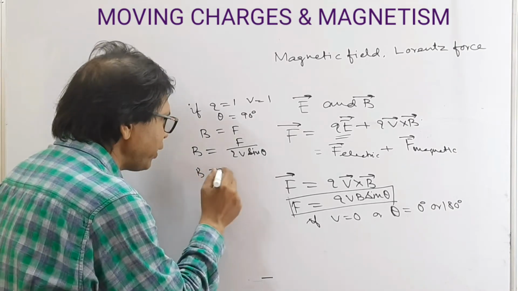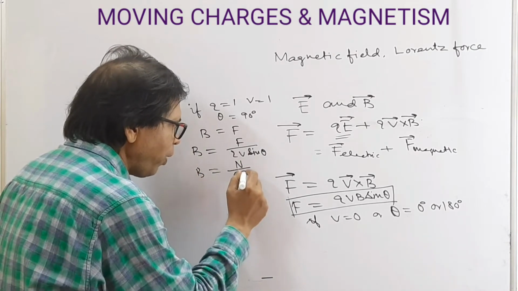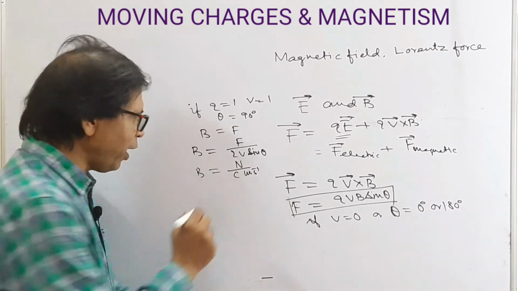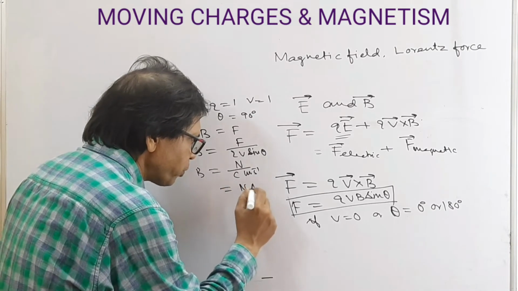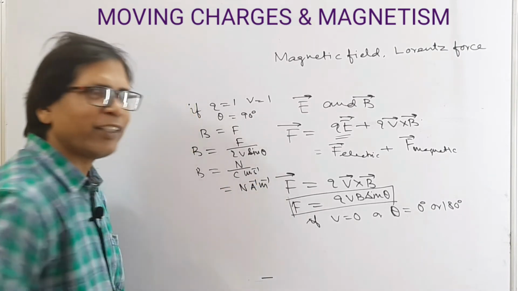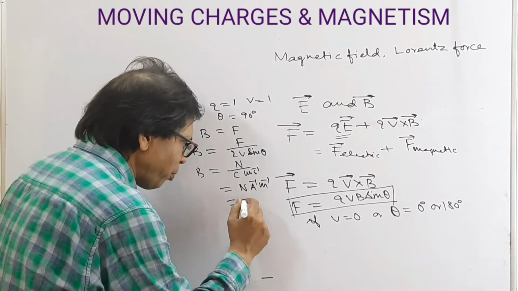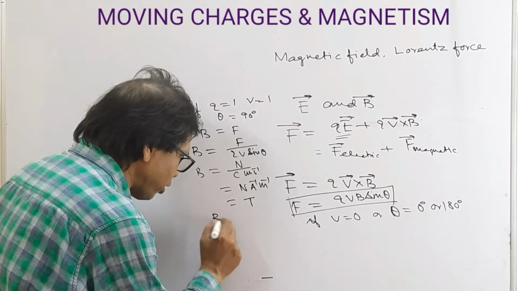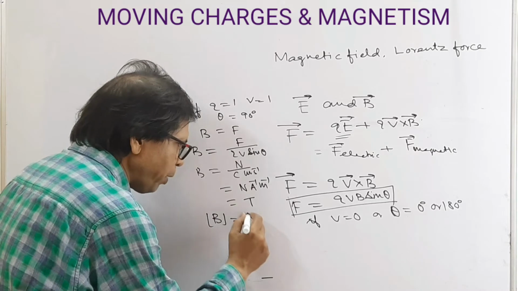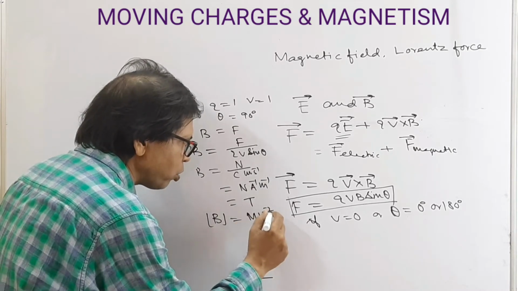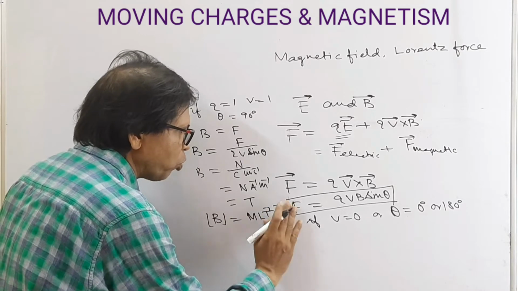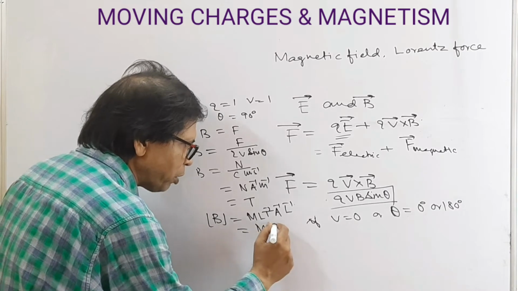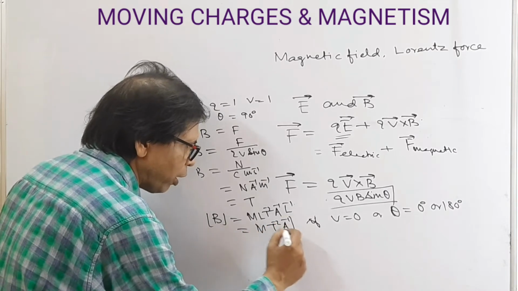So its unit, look at this, this is the Newton, this is the Coulomb, and this is the meter per second. Now Coulomb per second is the ampere, so its unit is Newton ampere inverse meter inverse, or in SI system it is called Tesla. Okay, so its dimension becomes, look at this, the dimension of Newton is M L T minus 2, dimension of ampere is A minus 1, and dimension of meter is L minus 1. So its dimension becomes M T minus 2 A minus 1.